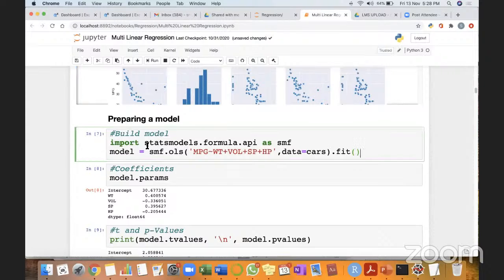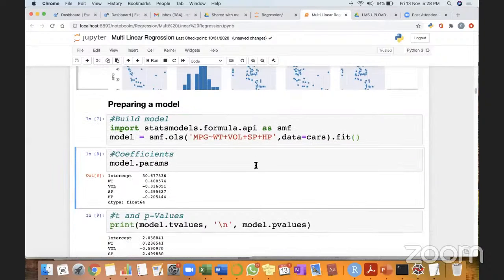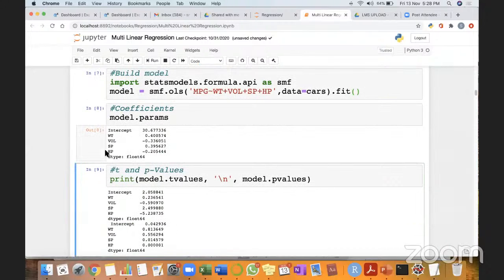So SMF, these are packages, and OLS, ordinary least squares. MPG, this symbol is called tilde, and these are the independent variables, all the independent variables, and the data set is cars, and fit the model. So parameters. Now we have got beta naught, beta 1, beta 2, and so on and so forth. So our regression equation is like this.